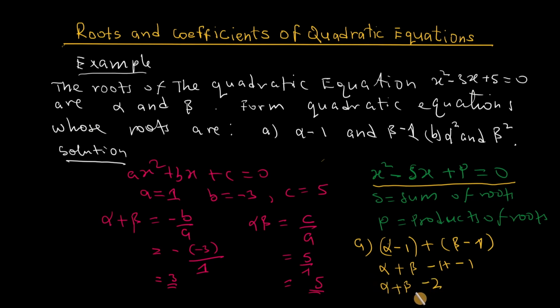But I know alpha plus beta is equal to 3. So that will be equal to 3 minus 2, which is equal to 1. So it means the sum of roots is 1.